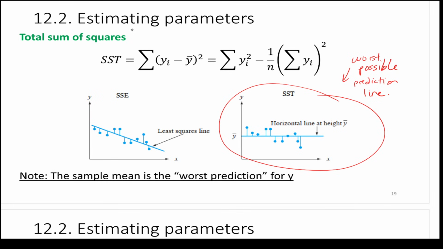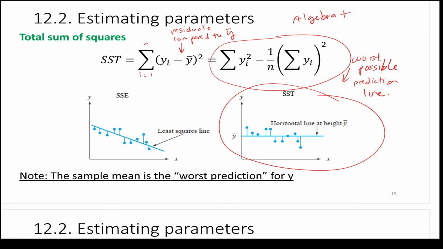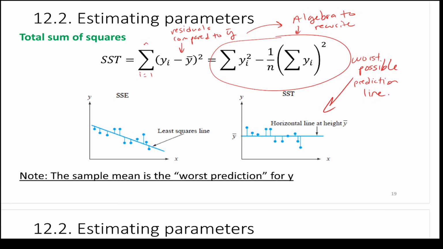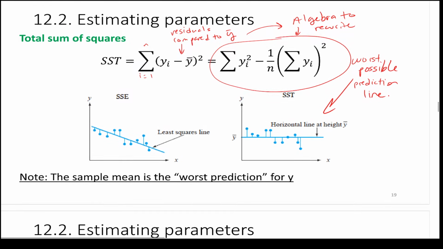So what we do is we compute the square sum for y bar, the residuals from y bar. That's basically what this is, residuals compared to y bar. Add them together. We can do some algebra to rewrite. So this is the worst possible prediction, and that's more or less its variance. We have to divide by n minus 2.